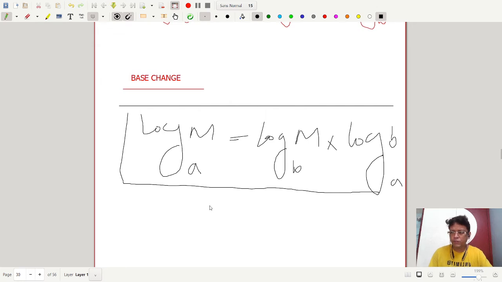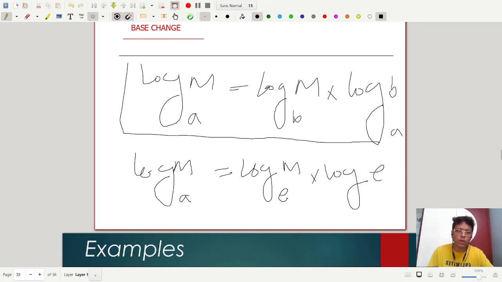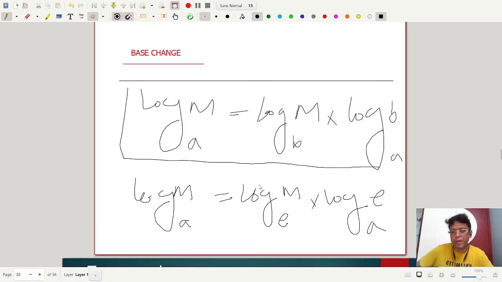So if I write m equal to a, then this is your 1. From here, we can write another thing. This is the base change property. If you want e base, in any intermediate stage, then log m base e equal to log e base a. So that's the use of the change of base property.